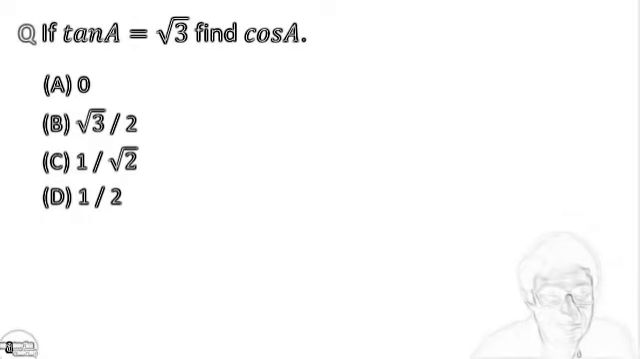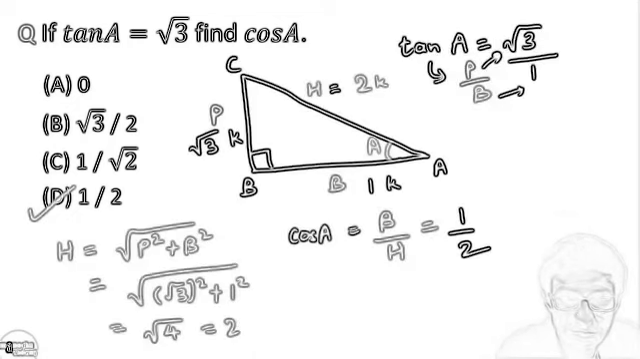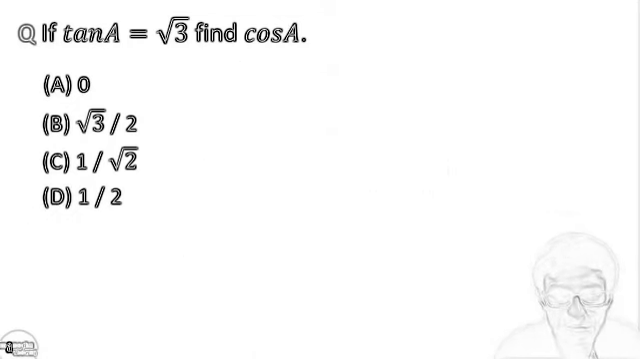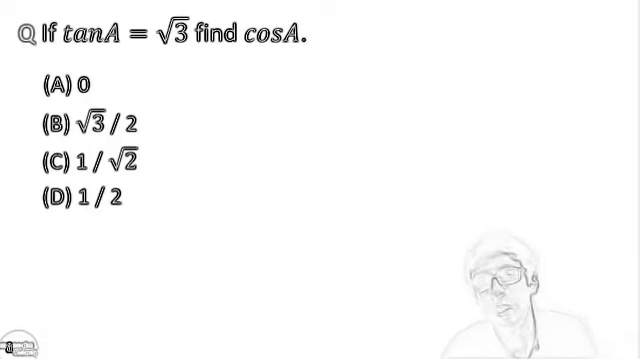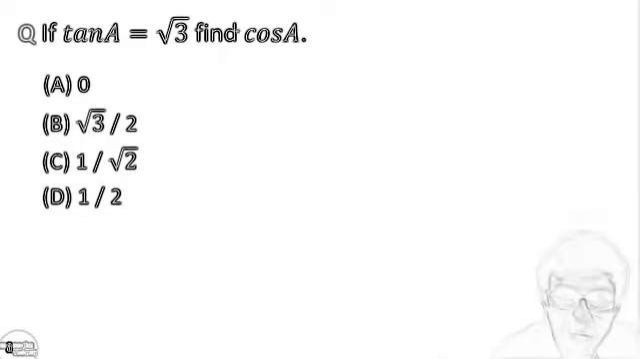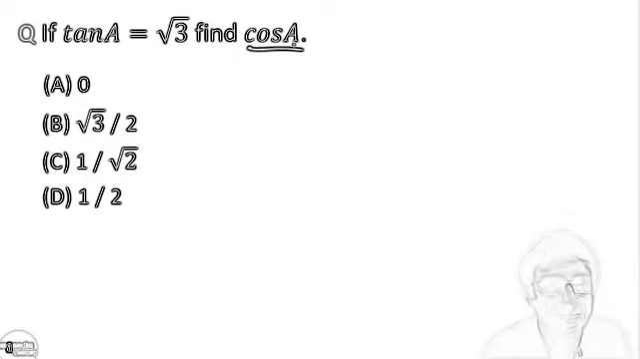So now let's take a look at this question again. Remember we had solved this question here, tan A equal to root 3. So let's try this again. If tan A equal to root 3, find cos A. Can we do this quickly using the table here? I want all of you to try this question. Come on guys, how do you find this? If tan A is given as root 3, you need to find the value of cos A.